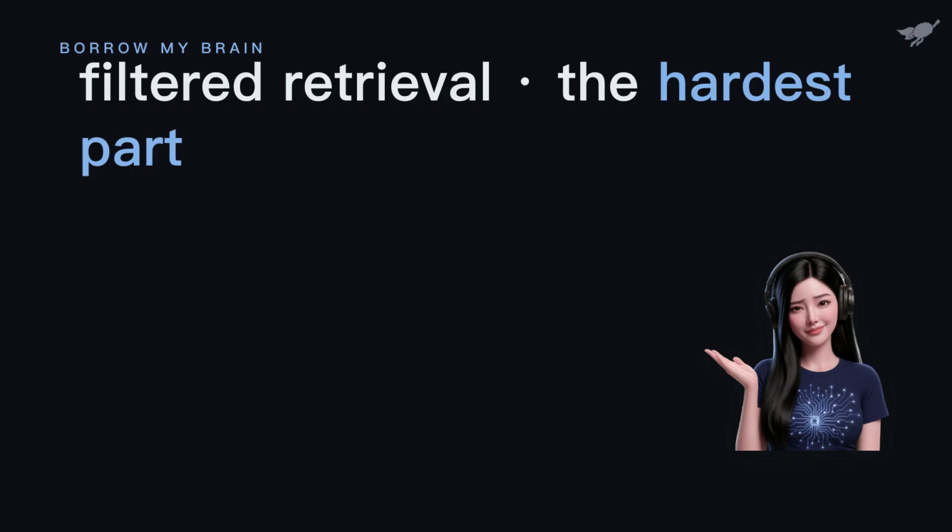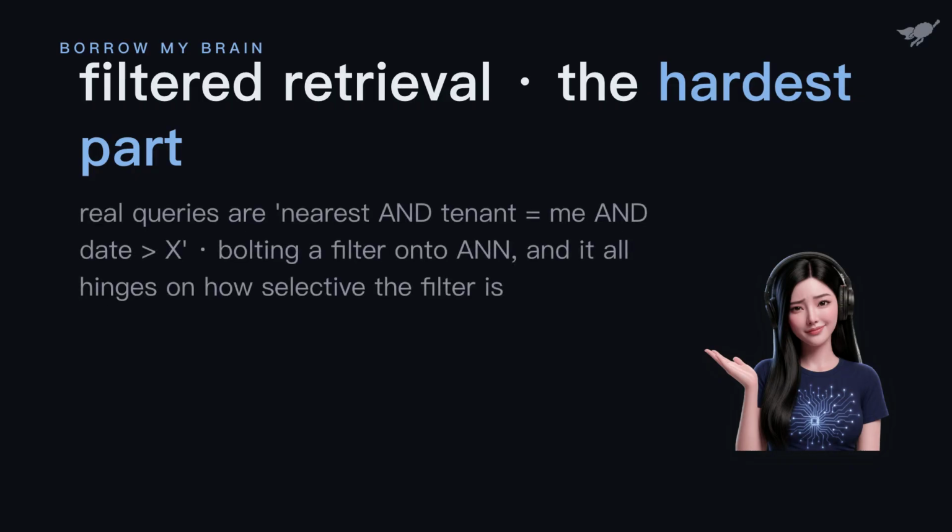The fourth part, and the deadliest one, filtered retrieval. A real query is never a bare find the nearest vectors. It's find the nearest vectors where the tenant is me, the category is one of these, and the date is newer than some day. Welding a metadata filter onto ANN is where it gets genuinely hard, and whether it works or not comes down to one number: how selective the filter is.